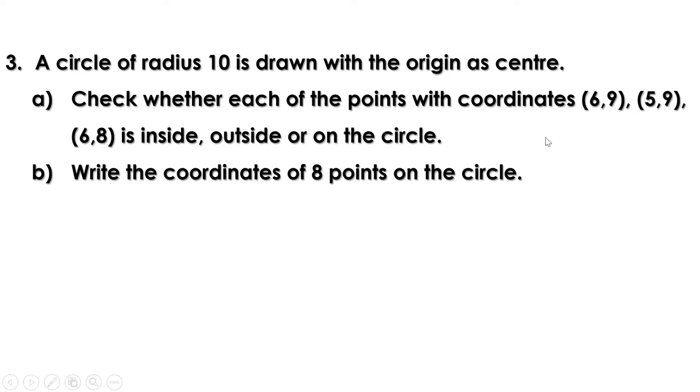If the distance from center to these points is equal to 10, then they are on the circle, since the distance is equal to the radius. If it is less than 10, the point is inside the circle. If it is more than 10, it is outside the circle. So let us find the distance from the center to each of these points. Here the center is the origin.